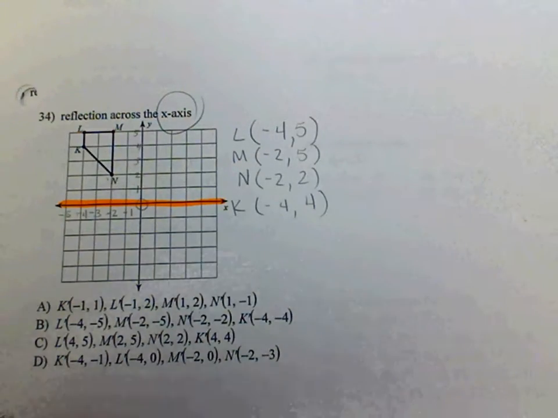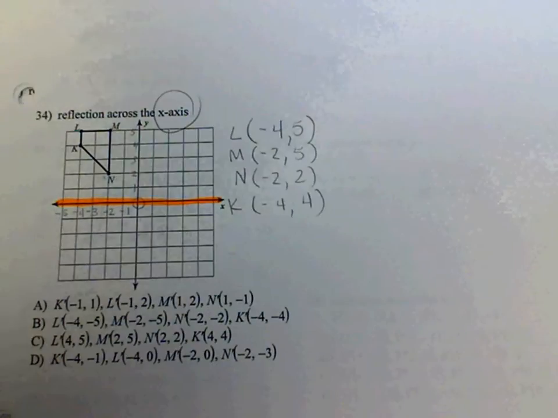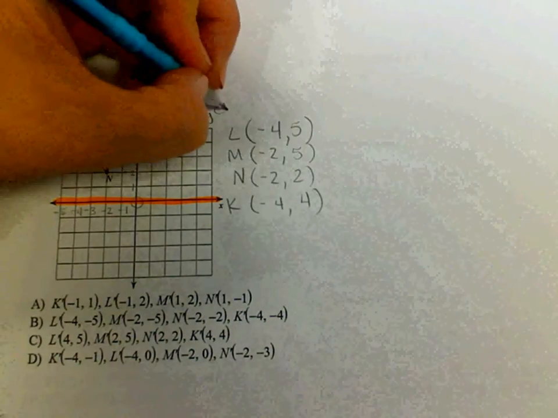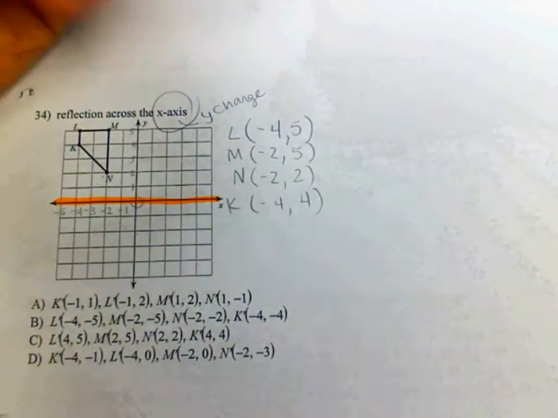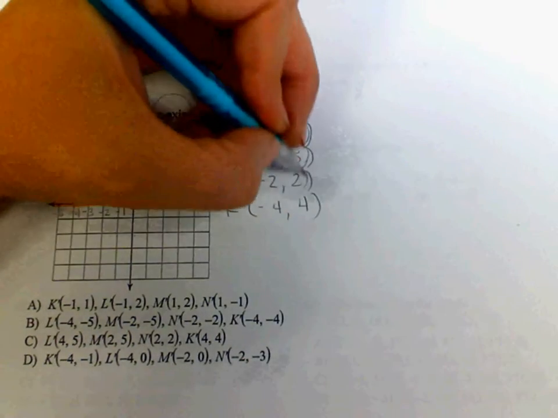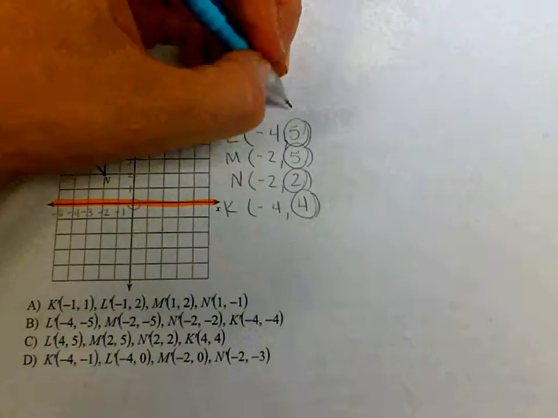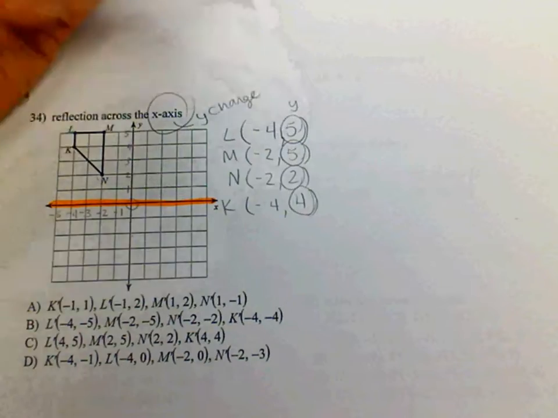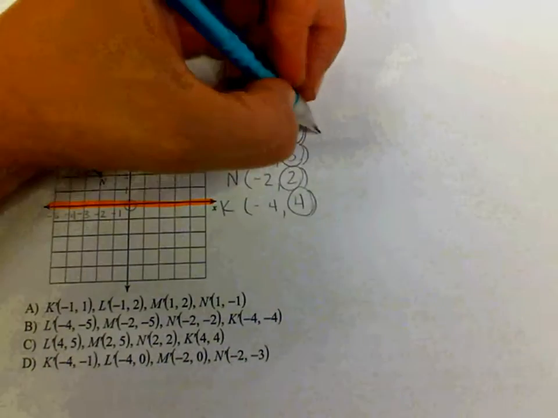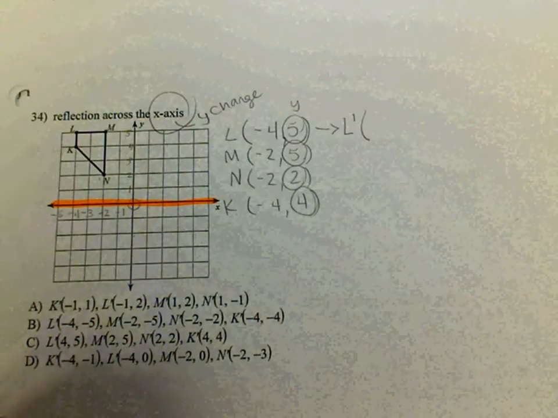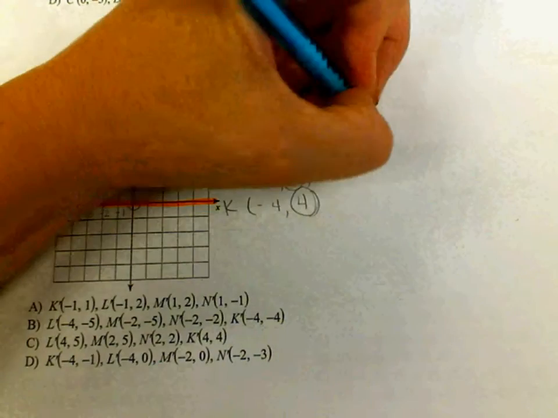Okay, reflecting across the x-axis, remember, x-axis, y changes. So our y is going to change to the opposite sign. Circle your y's. Remember, the y is the second number in the coordinates, and we're going to change those to the opposite sign. So, L prime will be -4, -5.